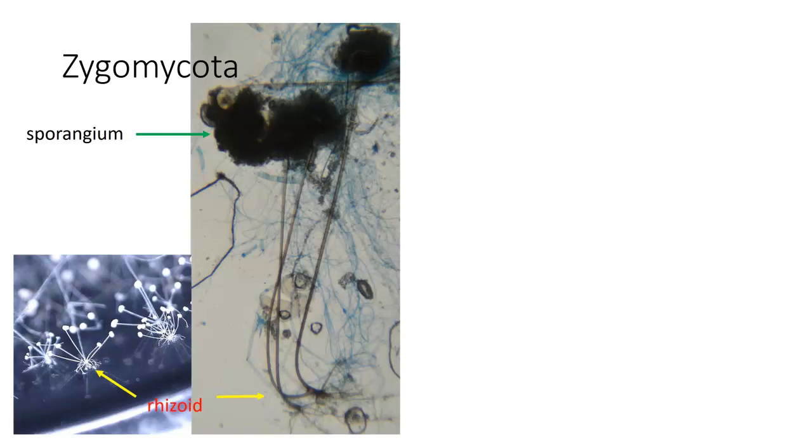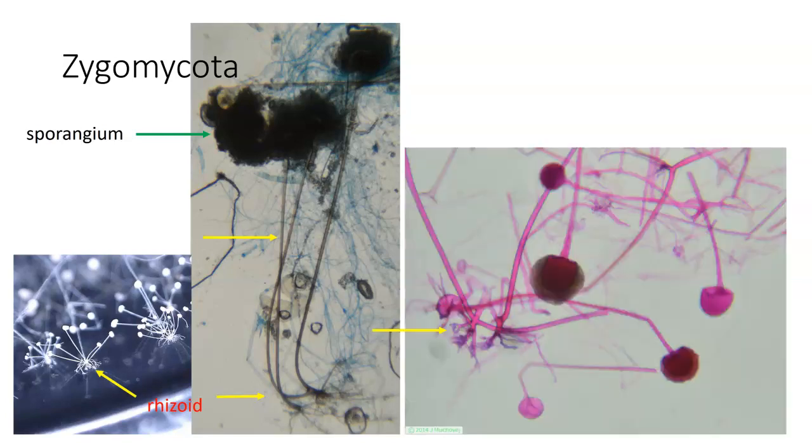Start out with the Zygomycota. This part is asexual, and in the asexual part, we talked about having the rhizoid and the sporangium and the sporangiophore. And it's asexual because this will go around and it will cycle very quickly. And this shows the rhizoid and the sporangium as well.